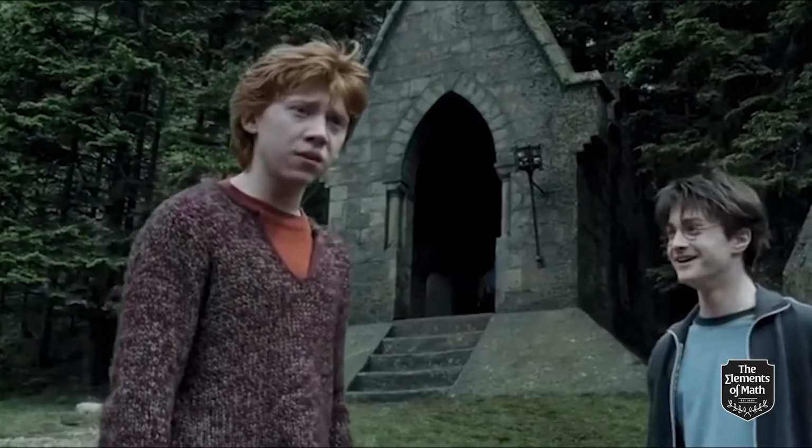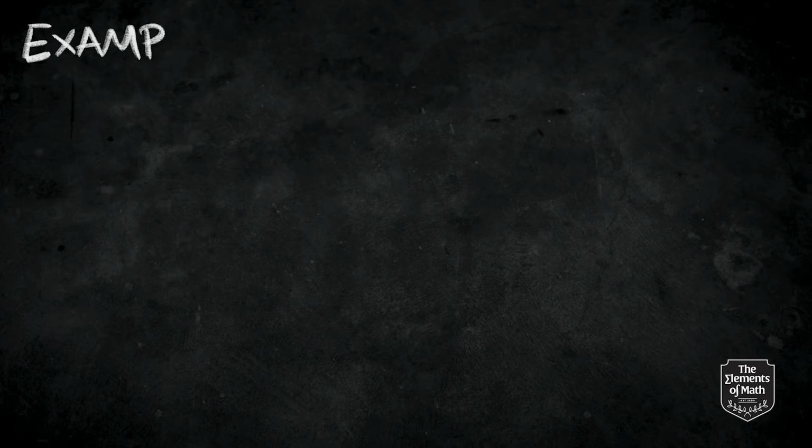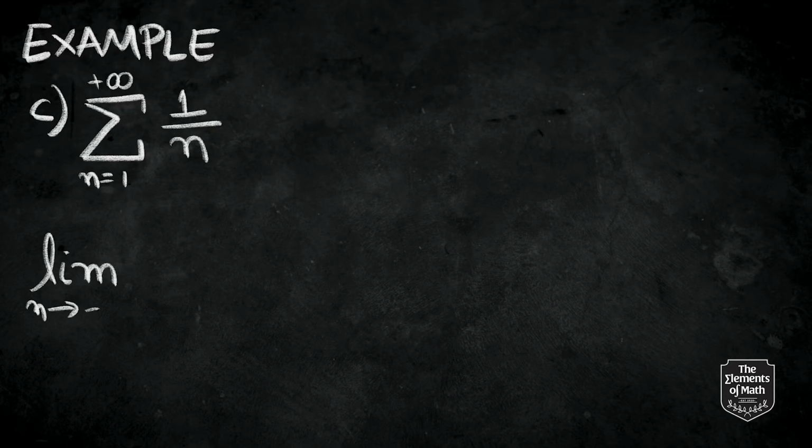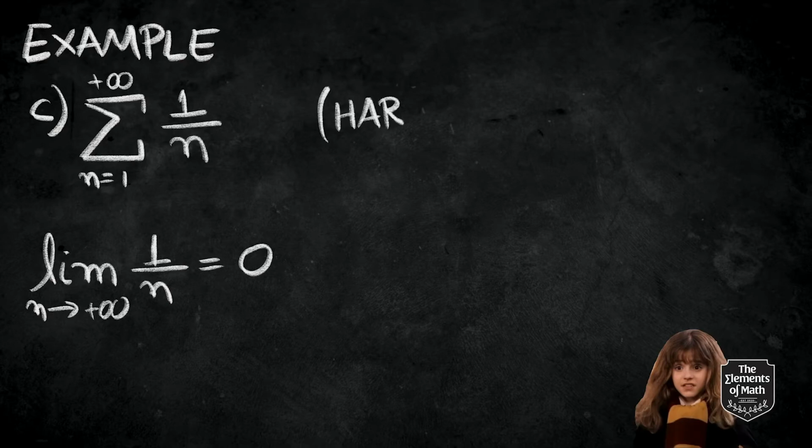Brilliant. Okay, I have now prepared two other kinds of examples. Let's see it. Example C. I have the series from n equals 1 to positive infinity of 1 over n. Let's compute the limit. Pretty simple, right? The limit is 0. Oh, we know this series. This series is called the harmonic series.